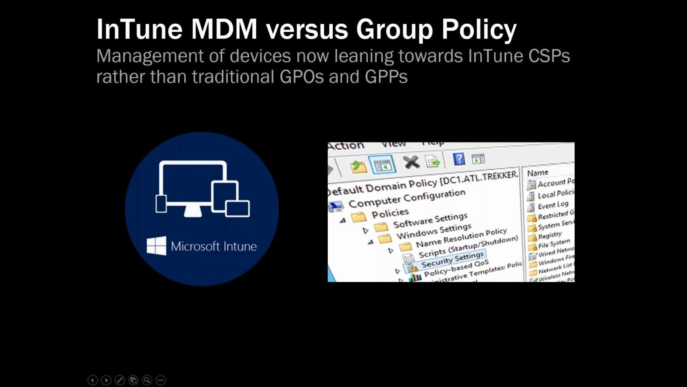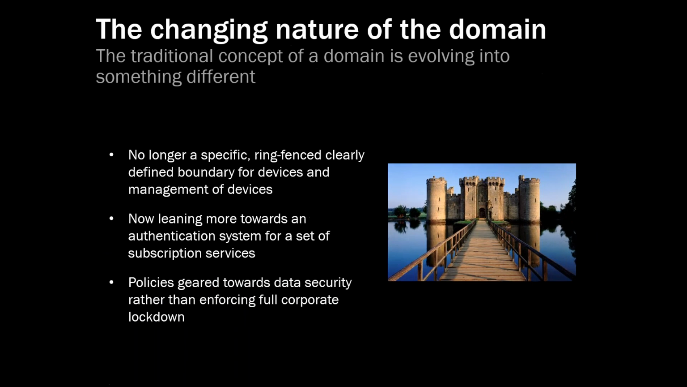Now, I think this is probably a good thing, because, as we were discussing earlier, we think that possibly the domain, such as it is, has almost had its day. It's become less of this monolithic thing, like a castle ring-fenced for your devices and your management, and now it's more of an authentication system. If you look at Azure AD, it's very much different from traditional AD. You look at Office 365 as well, where it's all interconnected and you've got all that federation. It seems to follow that sort of model, doesn't it?